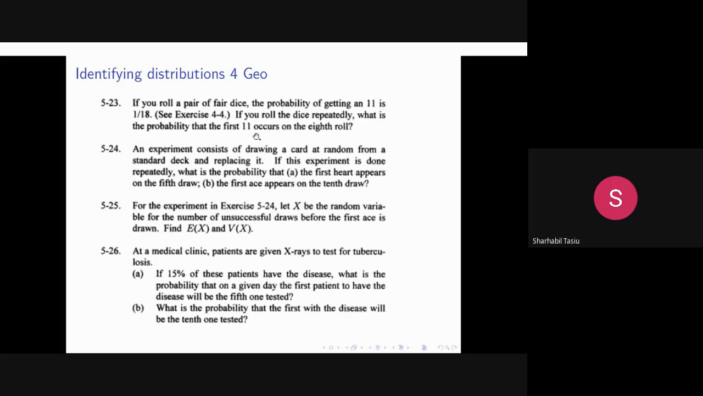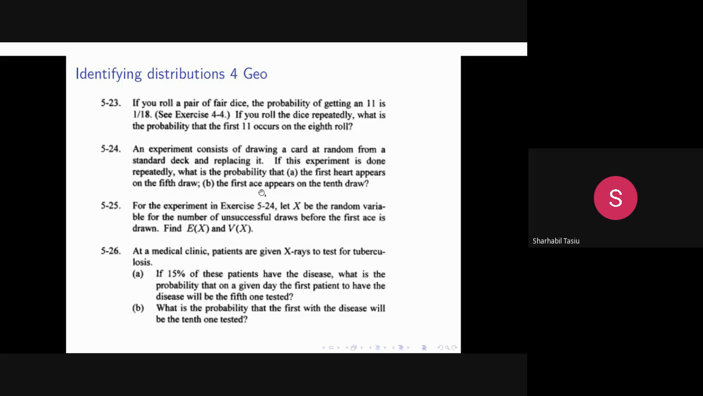Okay. So the next one, I had a problem. Not that I have a problem, but I just want to confirm. Let me read it. An experiment consists of drawing a card at random from a standard deck and replacing it. If this experiment is done repeatedly, what is the probability that the first heart appears on the 5th draw?